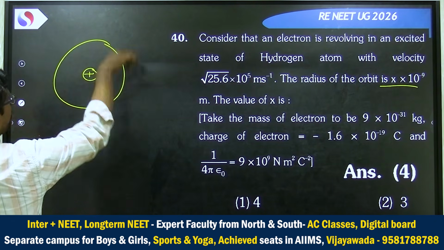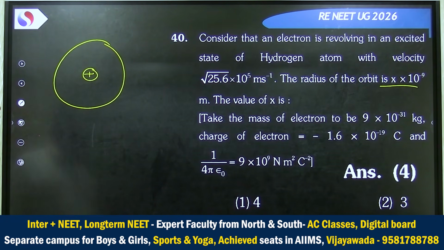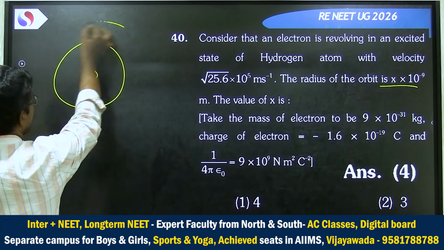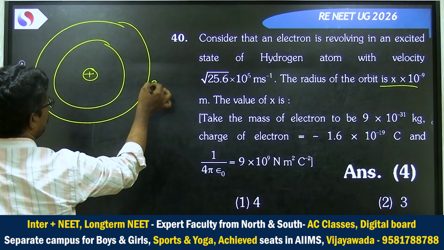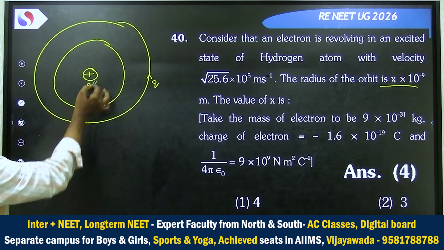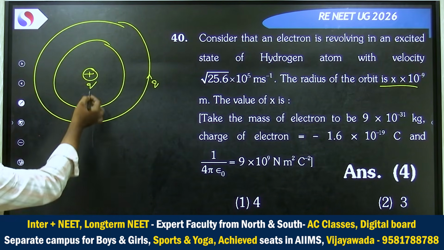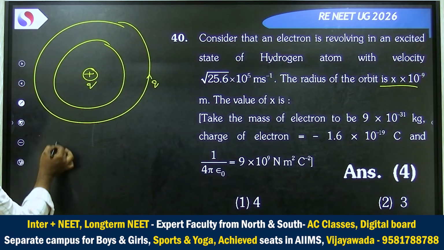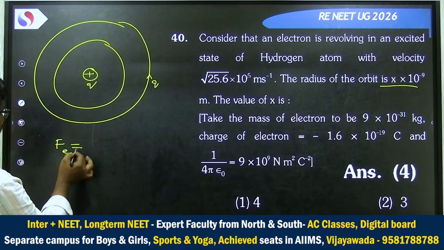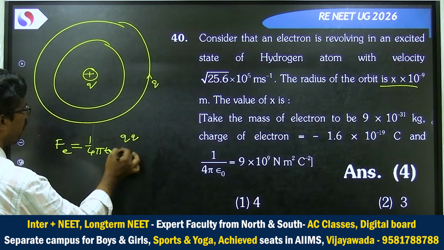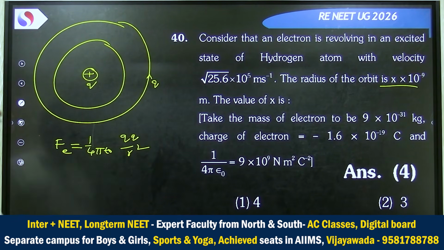The electron is revolving in different circular orbits. If the electron is in an excited state, two forces are acting. The charge is revolving in this direction. We have two charges with some separation R, so we have to write the electrostatic force. The electrostatic force F is equal to 1/4πε0 Q × Q by R squared, where R is the separation.